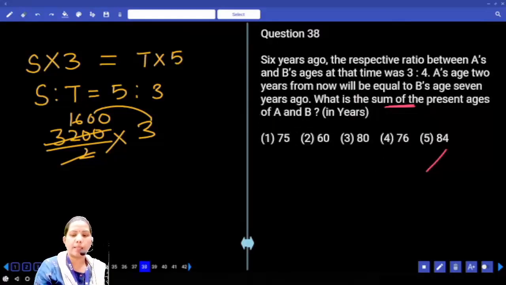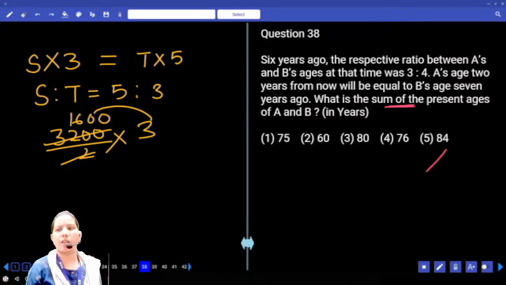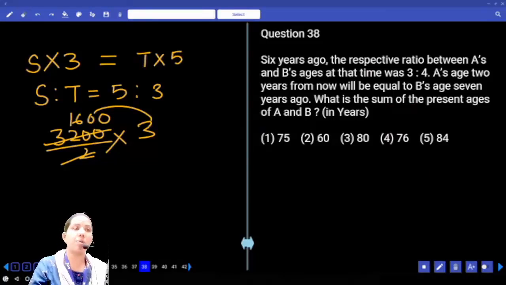Okay? Question 38. 6 years ago, the ratio between A and B's ages at that time was 3:4. A's age 2 years from now will be equal to B's age 7 years ago. What was the sum of the present ages of A and B? What is 3:4? 6 years ago, A and B were in the ratio 3:4.